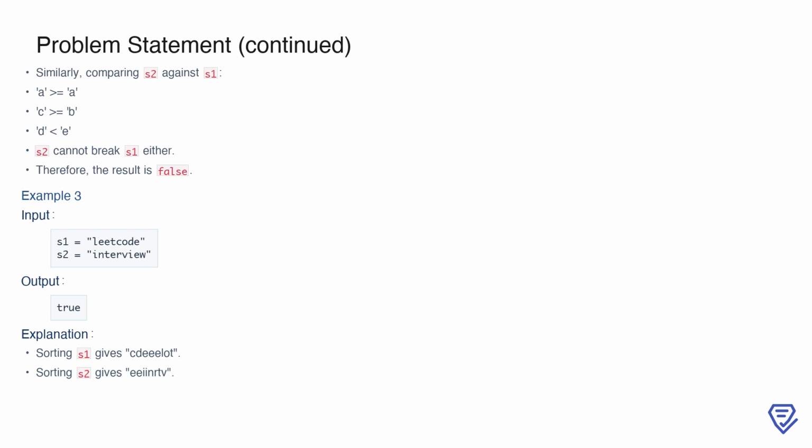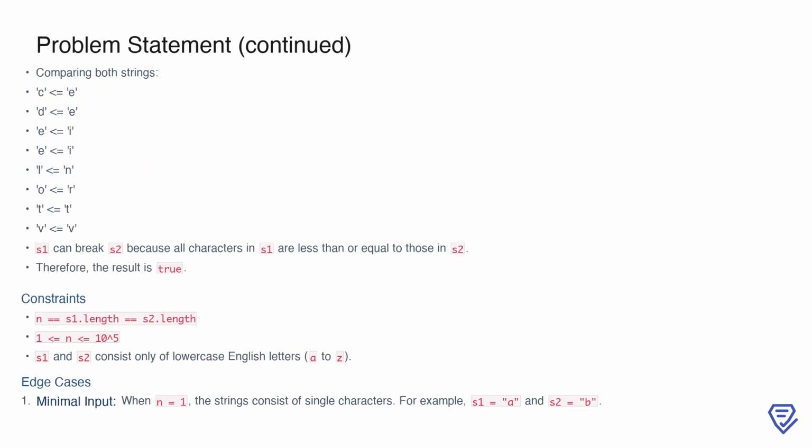For another example, consider S1 as LeetCode and S2 as interview. Sorting S1 gives CDEELOT, and sorting S2 results in EEINRTVW. Comparing the characters at each index, we have C is less than or equal to E, D is less than or equal to E, E is less than or equal to I, and so on. For all indices, the characters in S1 are less than or equal to the corresponding characters in S2. This means that S1 can break S2, and the output for this example is true.